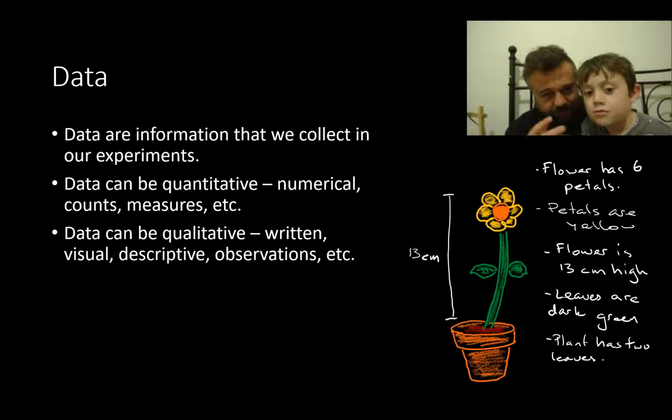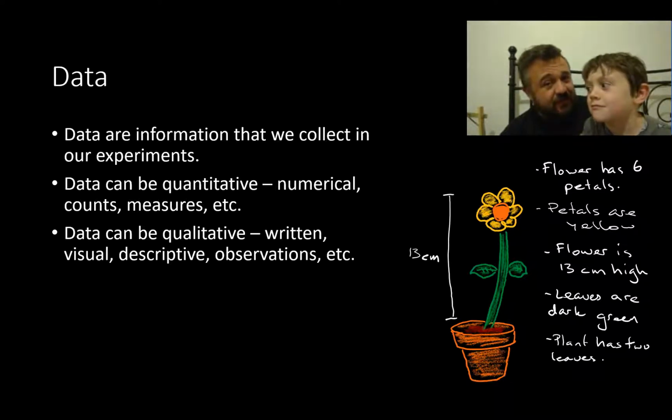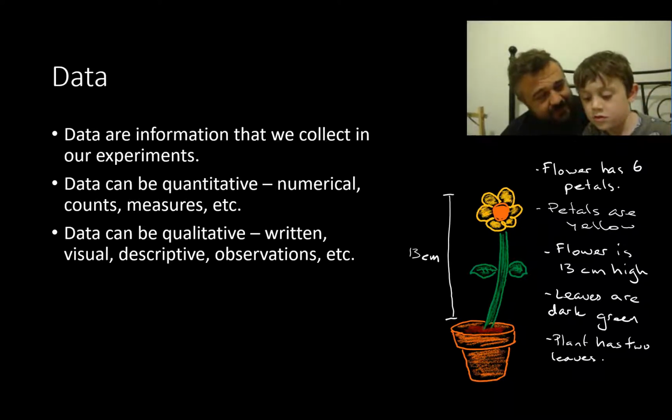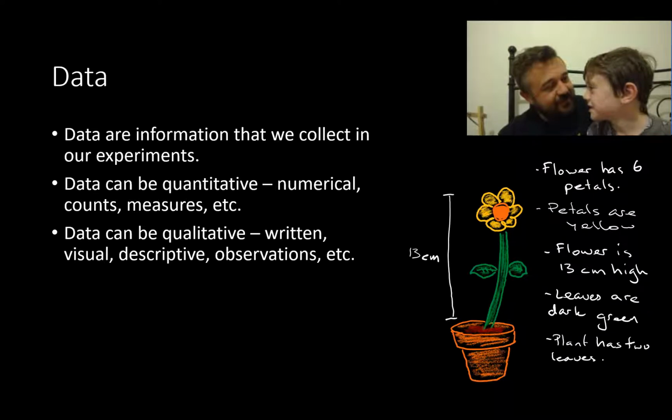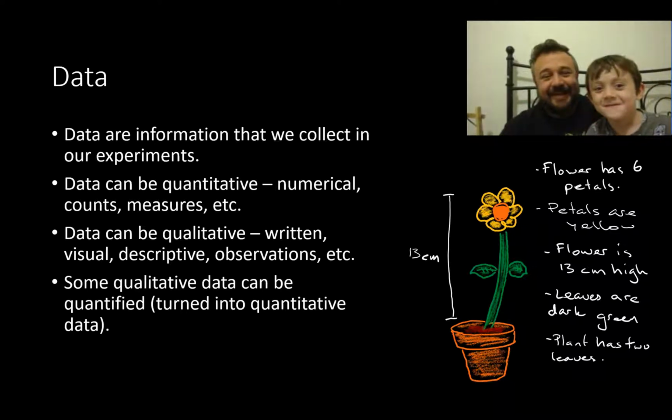Now, remember, quantitative has numbers. The flower has 6 petals. Is that quantitative or qualitative? Quantitative. The ones that don't have numbers, the descriptives, are called qualitative. The petals are yellow. Is that quantitative or qualitative? It's got no numbers, so it's qualitative. Say qualitative.